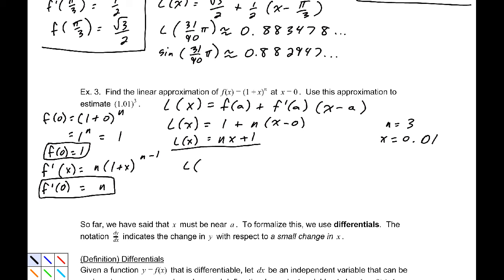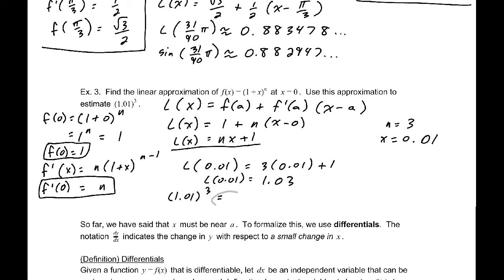So L of 0.01 is going to be 3 times 0.01 plus 1, which is equal to 1.03. That is our approximation. Now, I want to compare these two. 1.01 cubed is 1.030301. Actually, it's not approximate, that is exact. So, as you can see, to 2 decimal places, that's a pretty good approximation because 1.01 is, in fact, pretty close to, well, 0.01 is pretty close to 0.